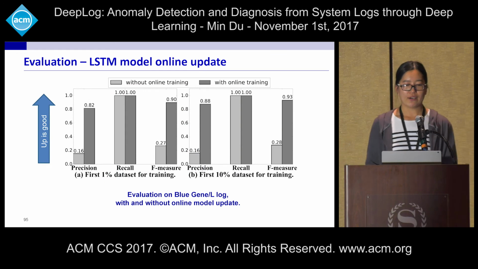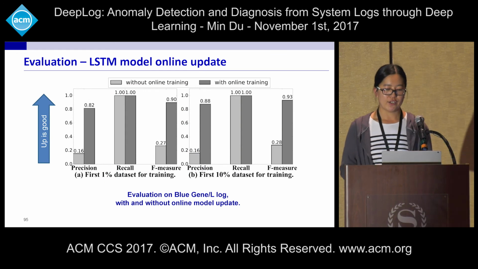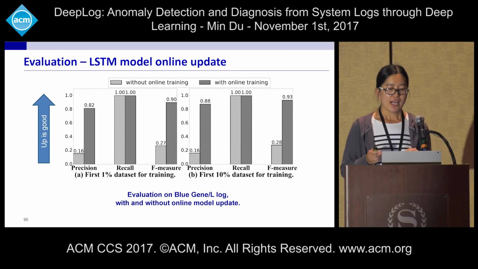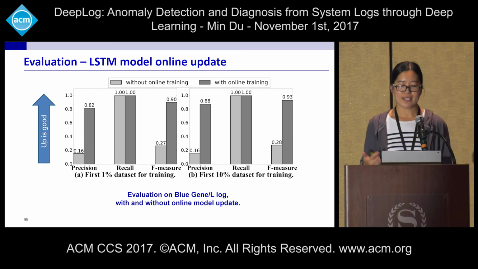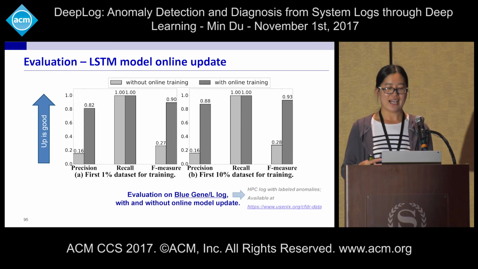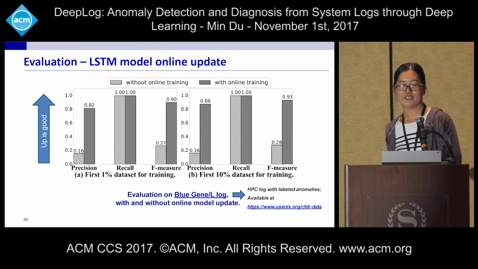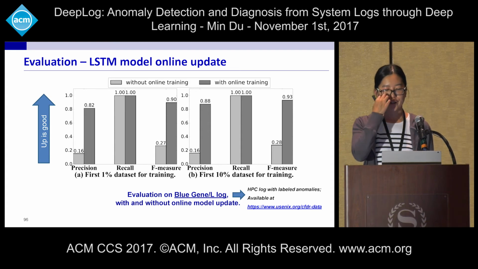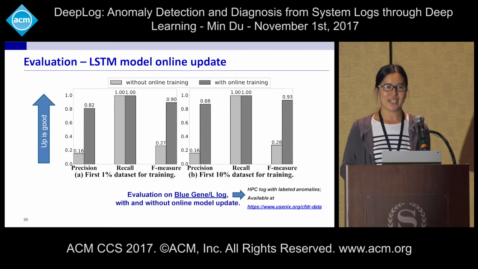Now here's the LSTM model online update evaluation. Here we utilize the HPC log with labeled anomalies. This log data is also available online. We use this log because it has the pattern that most log keys only appear in the latter half of your system log. So if you only use the first several percent of log data for training, there might be a large percent of log keys that may not even appear yet.